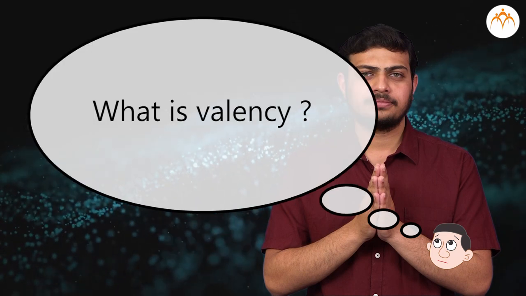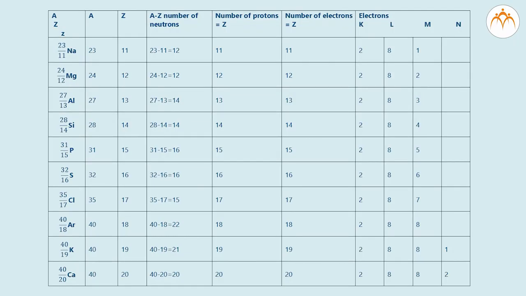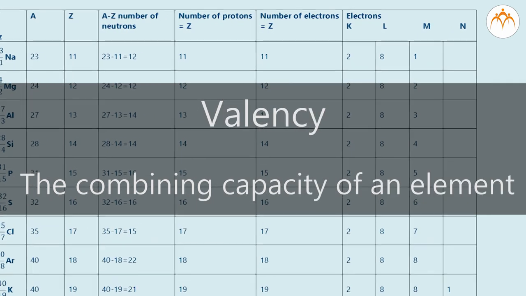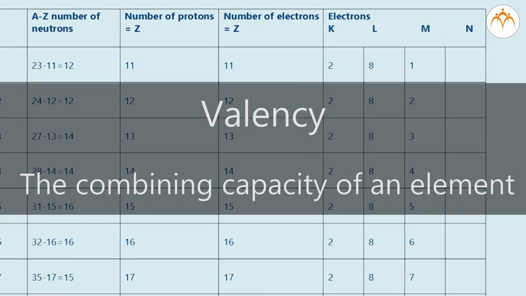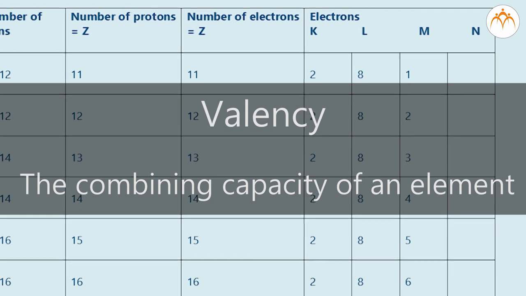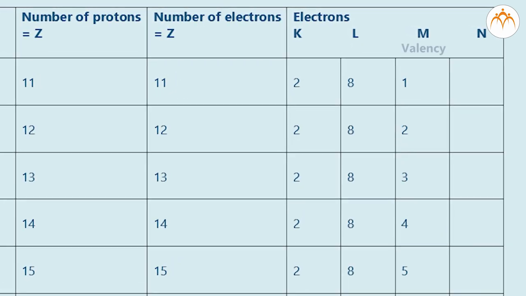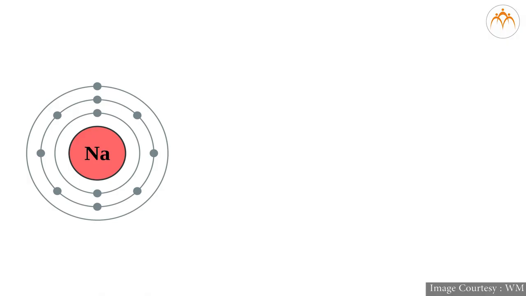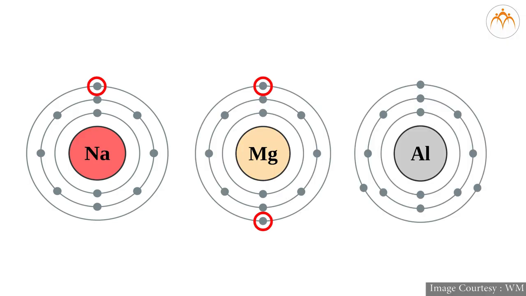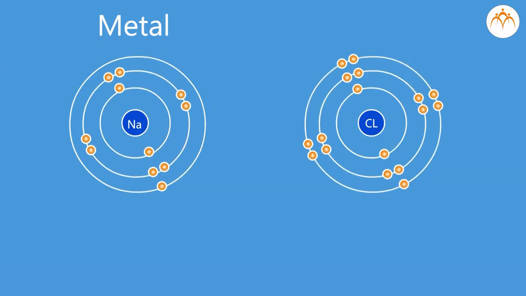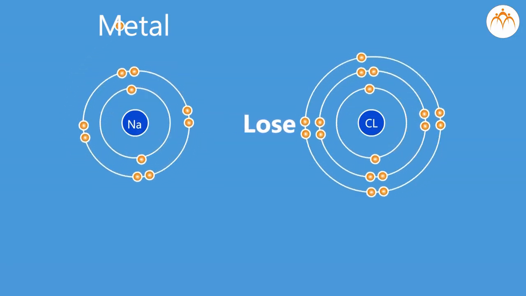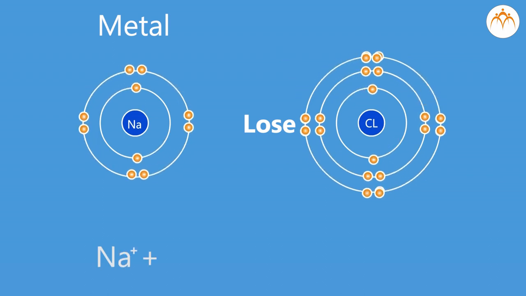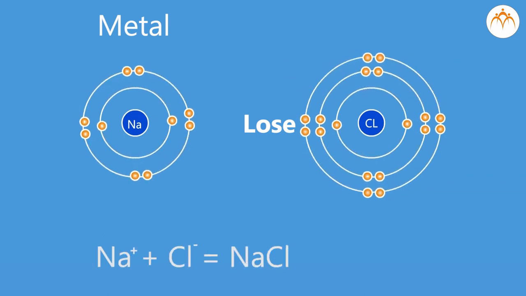Let's recall a few terms. What is valency? That's right. The number which indicates the ability of an atom to join with another atom with a chemical bond is called the valency of that atom. The majority of metals have up to 3 electrons in their outermost shell, and metals have a tendency to lose their valence electrons to form positively charged ions, that is cations.